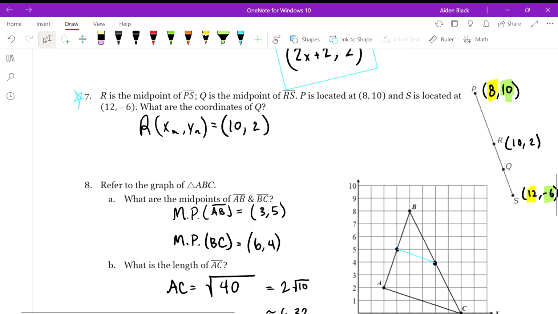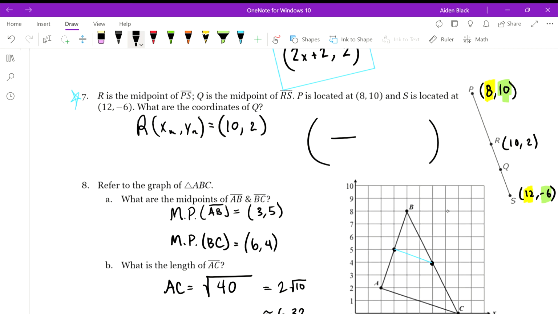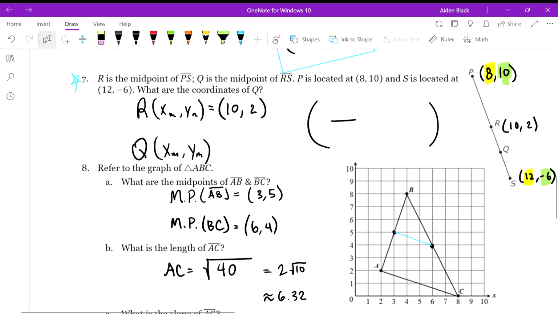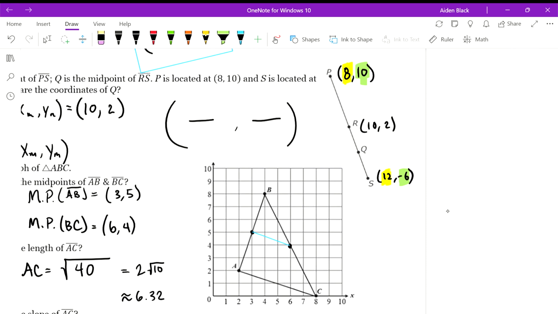We need to use that to find Q. So what's the x-coordinate of the midpoint and the y-coordinate of the midpoint? Well, all we have to do is I'll just erase all of that. That was 8, 10. Now we use these instead, right? Since we're trying to find the midpoint of RS.